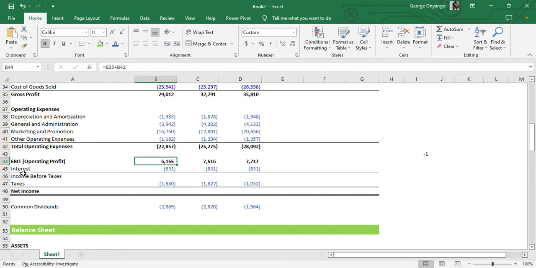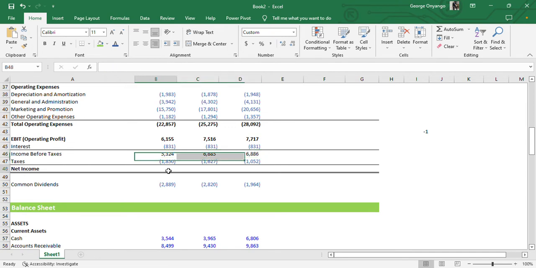So we also have the interest. Remember, all these blue informations are information which were provided by the business. So just going to help them to complete these three financial statements, then we'll be able to do the forecasting. So interest, the business has been paying interest of 831 every year. So to get income before taxes, we are just going to equal that. Then we fill right. So from there, we are able to get the net income.